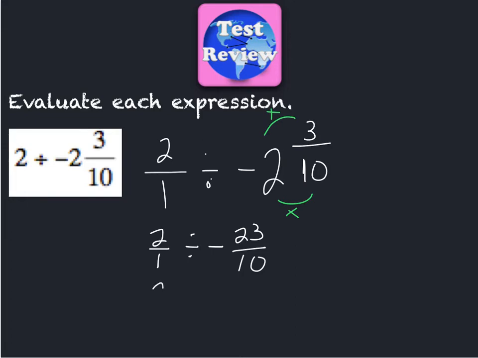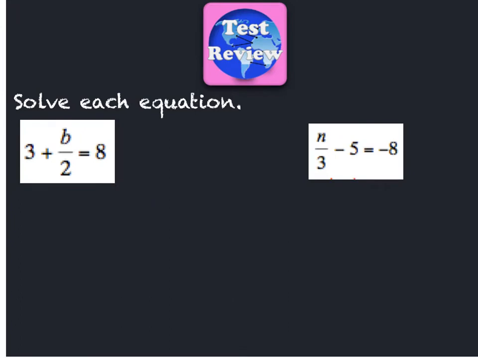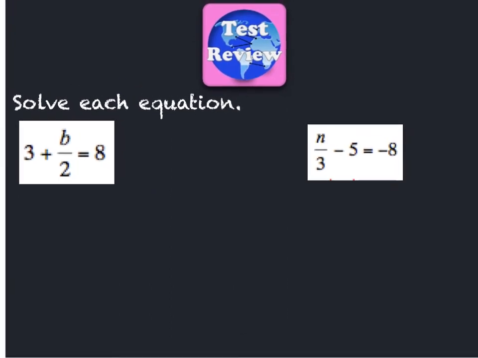So that would be 2 over 1 times negative 10 over 23. Then we just simply multiply straight across, and we get our answer, which is negative 20 over 23. That can't be simplified. So we have 2 equations here. We'll start with 3 plus b over 2 equals 8.